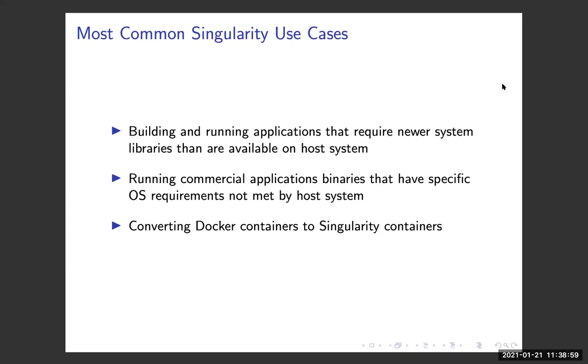And then the last one, probably the second most common use case we see, is people have some existing Docker containers that maybe were developed previously by the research group or a collaborator, and you can't run the Docker containers directly on, say, Comet or Expanse, but you can convert a Docker container to a Singularity container with Singularity, right, and then run it. So those are kind of the three big ones, I would say.